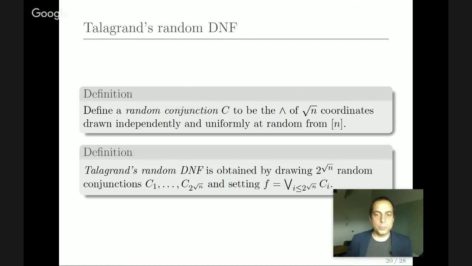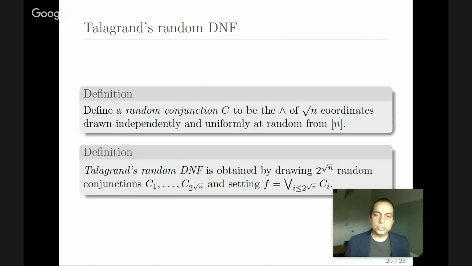So you're going to pick square root n coordinates at random independently, so you might actually pick the same one twice. This doesn't really change anything. And then you take the AND of this, and this gives you a random conjunction. So Talagrand's random DNF just says, repeat this process, draw 2 to the square root n independent random conjunctions, and take the OR of these conjunctions.